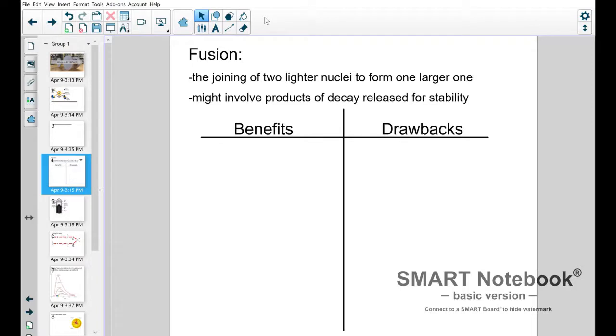So this is where we were. This is the same set of slides more or less. I think my writing is gone, but that's okay. We were looking at fusion reactions as the joining of two lighter nuclei to form one larger one. We looked a lot at the benefits and drawbacks of nuclear fusion, mainly in terms of its feasibility as a source of electrical energy.